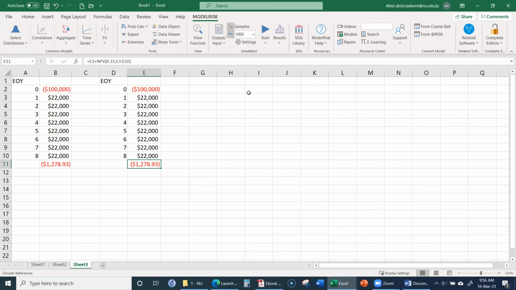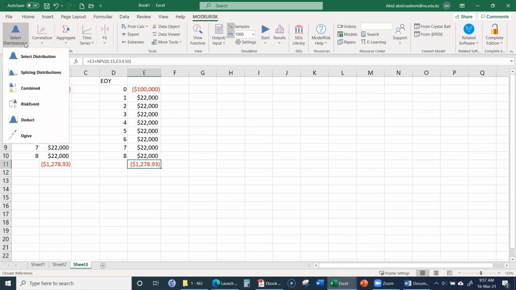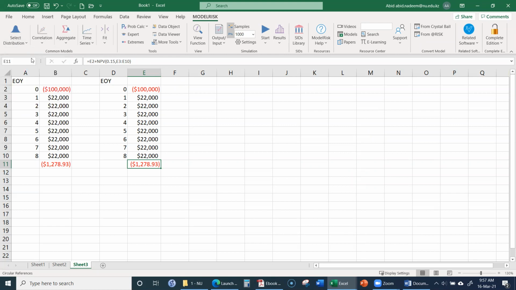So once you have Model Risk installed, there are of course several things you can do over here, but mainly we need to do a few things. The first thing is to select the distribution. In this case, we will click Select Distribution and then Select Distribution.